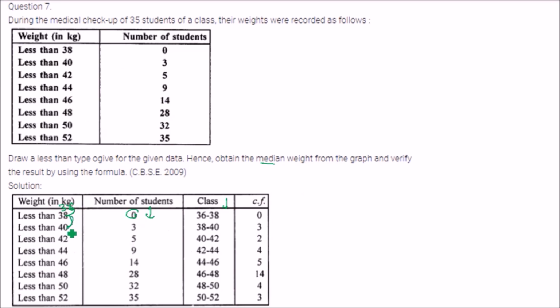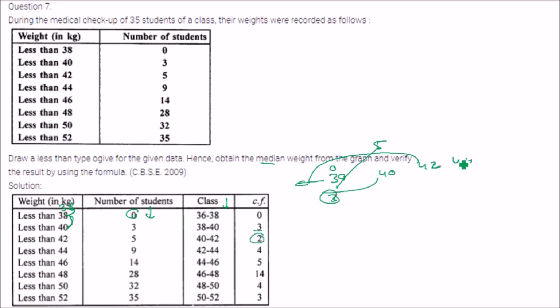38 to 40: because this is less than, we have to compute the difference. Less than 38 is 0. When you say less than 40, the less than 40 is the whole 3. So 3 minus 0 is 3, so we write 3. When we say less than 42, it is 5, but it also includes 3. So we subtract 5 minus 3, and you will get 2.